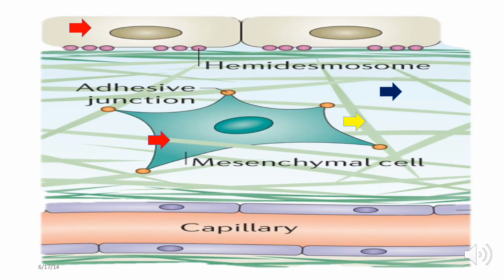So let's apply what you have learned from the previous discussion on this picture. The red arrows are actually pointing to the cellular components of the tissue. The yellow arrow is pointing to the fiber component of the tissue, and the dark blue or black arrow is pointing to the ground substance. Ground substance and fiber will make up the extracellular matrix.